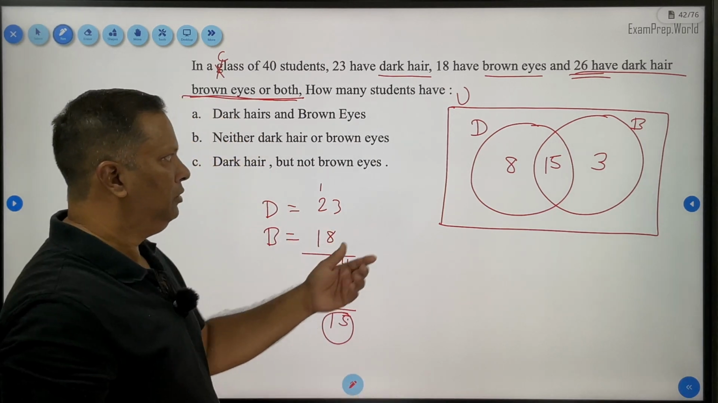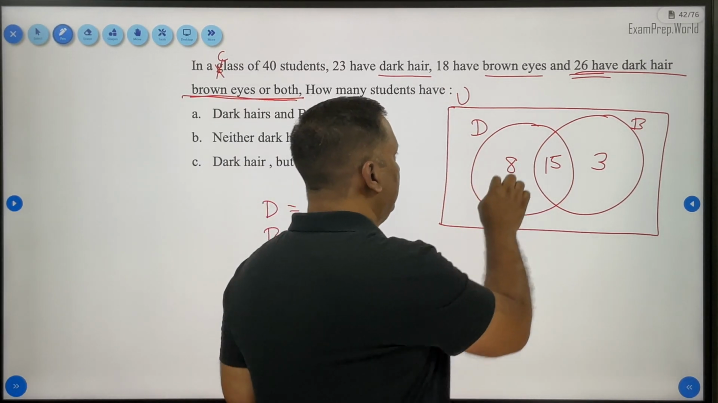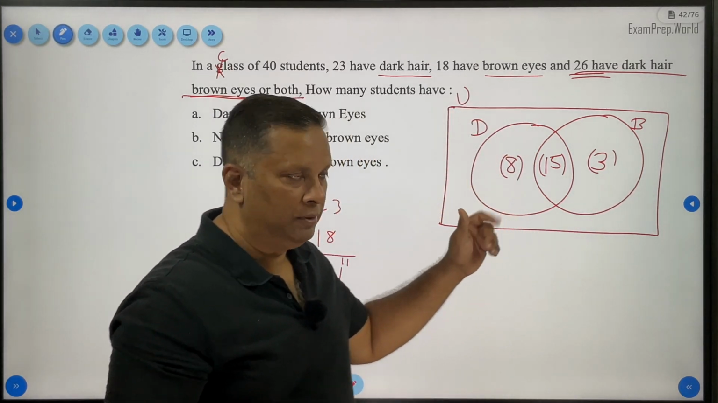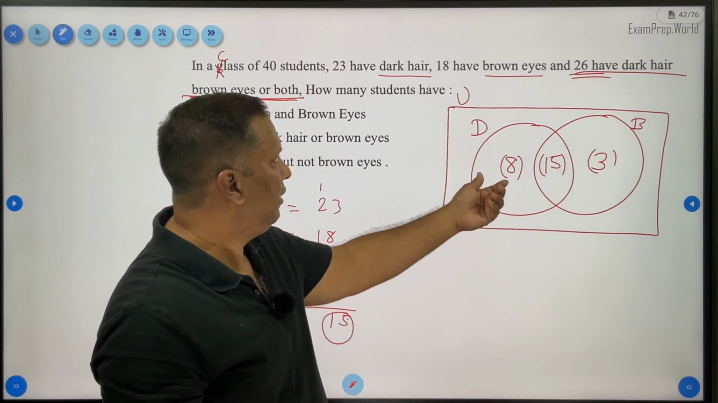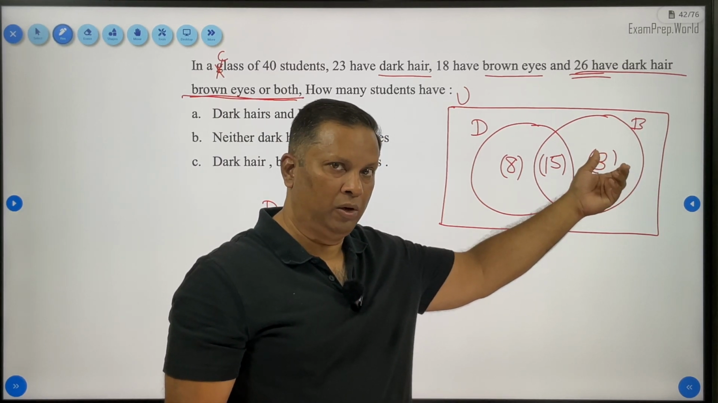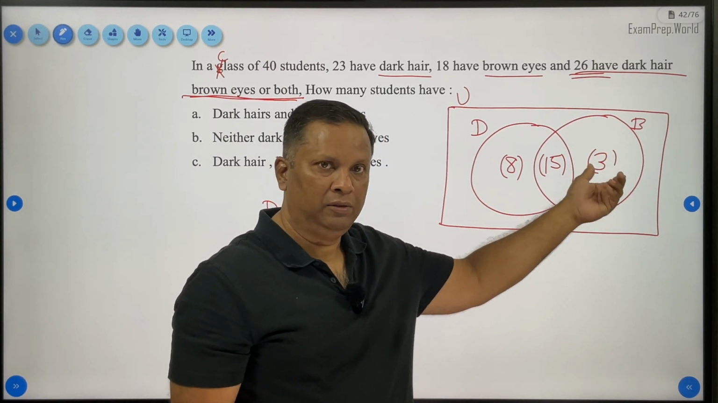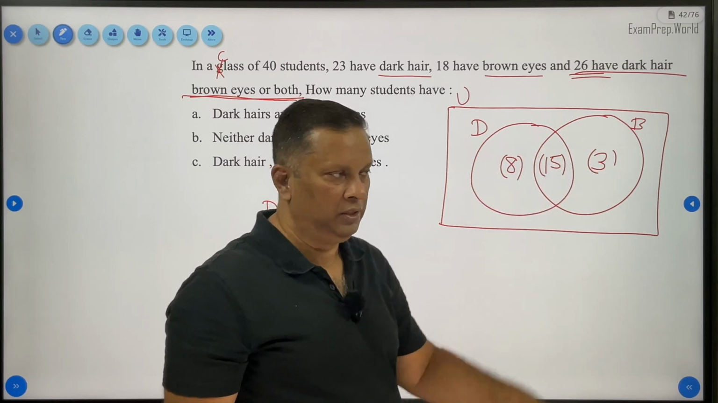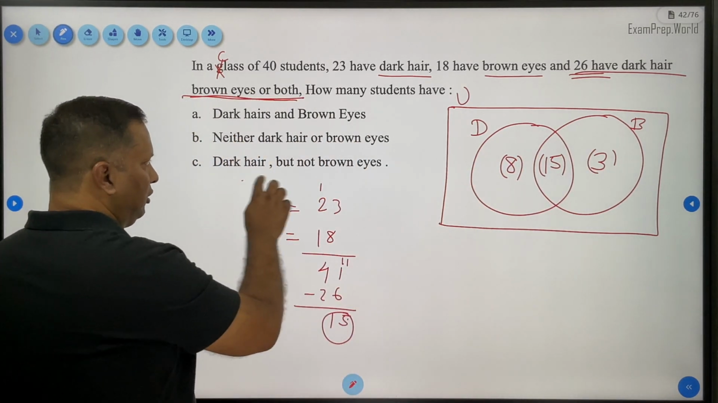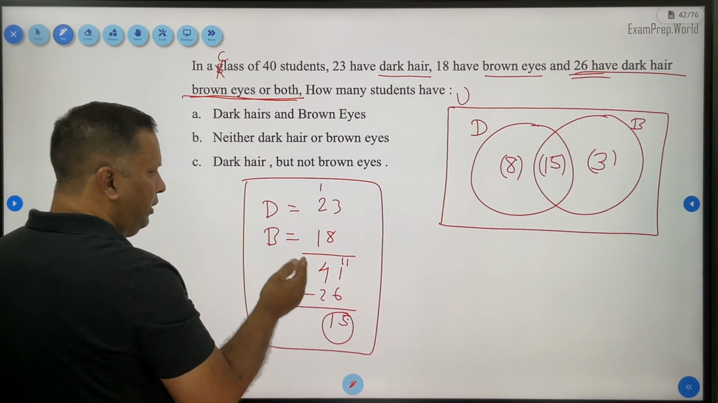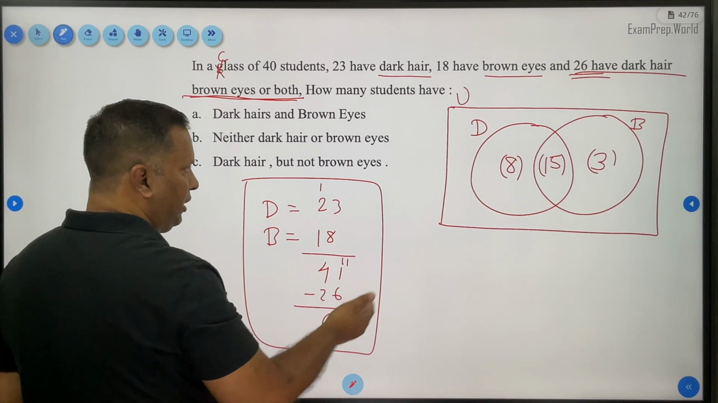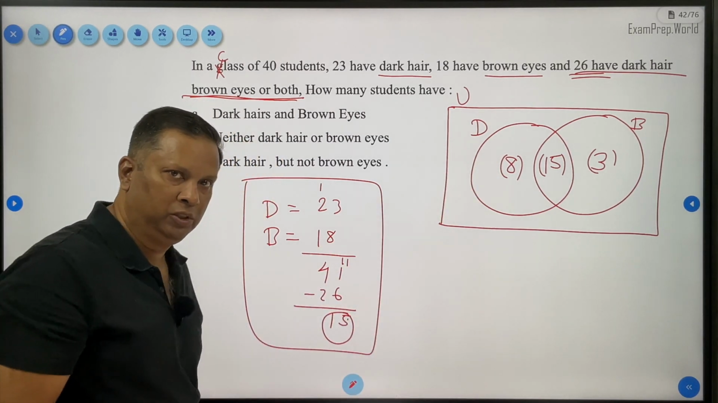So with this calculation, we could fill in number of within brackets again, because they are numbers, not elements. So number of students who are having dark hair is 8. Number of students who only have dark brown eyes is 3, and together they are 26. So this 15 is to be calculated like this: you write D, write B, add them, see that D union B is 26, subtract, put that element in common. I hope you understood this technique.